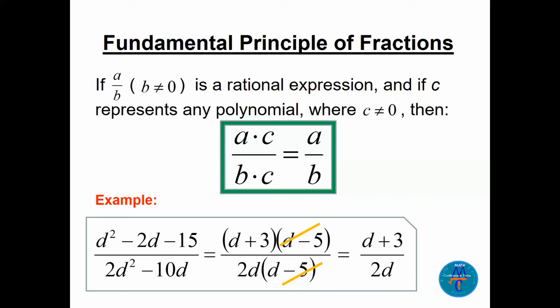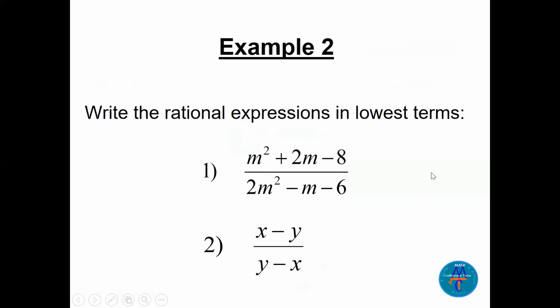So this is a trinomial: d plus 3, d minus 5. It's easy. Find two numbers whose sum is minus 2 and whose product is minus 15. This one has a common factor, 2d times d minus 5. Now we can cancel d minus 5. Now d minus 5 here is like c. You cancel the c. Then we have a over b, d plus 3 over 2d. That's the final answer. We cannot cancel the d here, because of the plus or the minus. I hope it's clear.